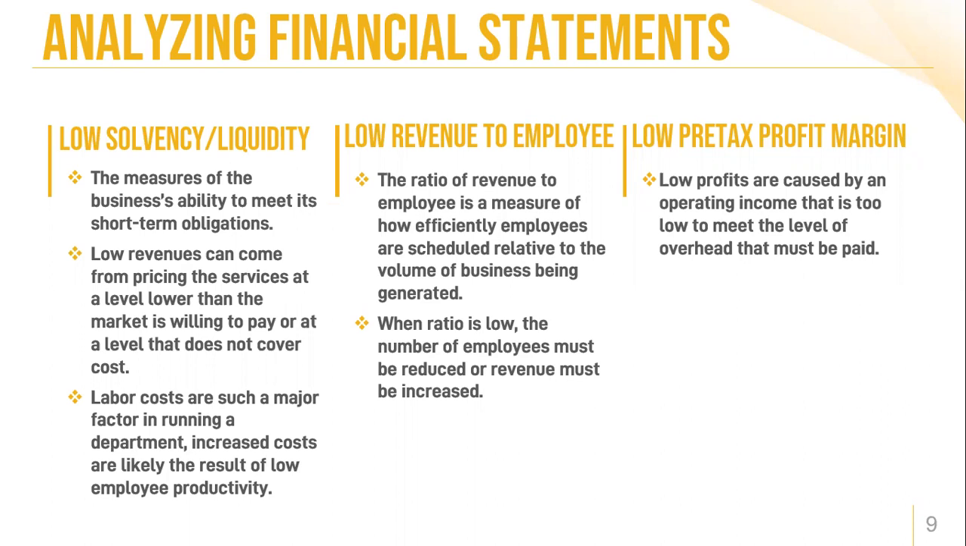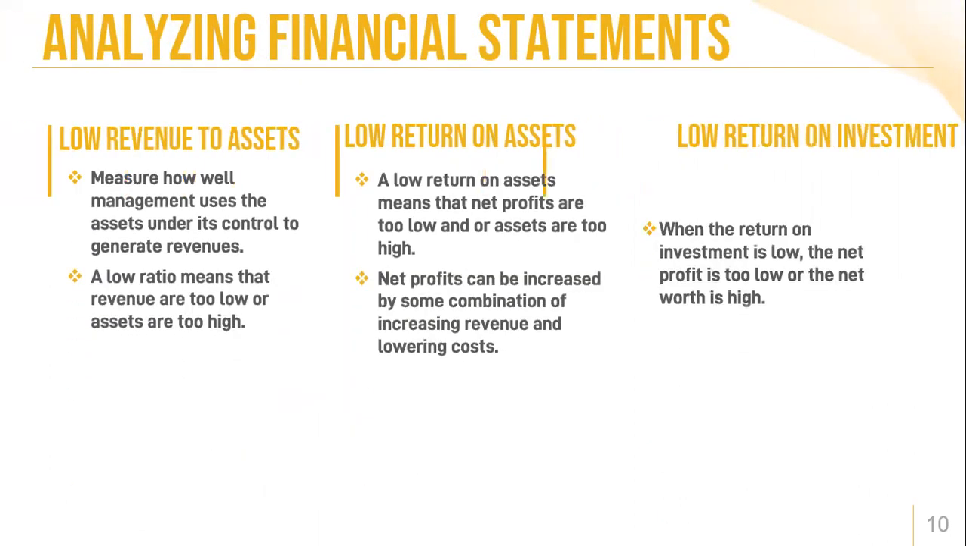When the ratio is low, the number of employees must be reduced. You have to retrench, you have to let go of employees, because the higher the number of employees, the higher the wages or salary you have to pay. So we don't want to reduce the revenue, so we reduce the number of employees. So that is the example of analyzing financial statements that I have shown you. You can read all the rest.